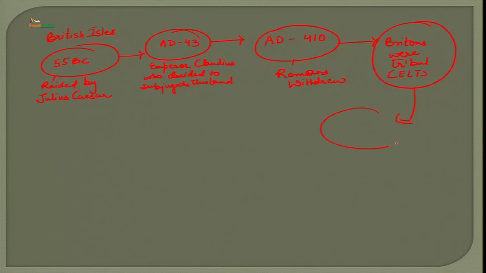Now, when these Romans withdrew, the Germanic Teutonic tribes annexed this place. After the Romans' withdrawal, the Angles, Saxons and Jutes, these three, annexed this place. They were known as Teutonic tribes in AD 449, and this gave birth to Old English. Is that very clear? So our Old English began in the year 449.